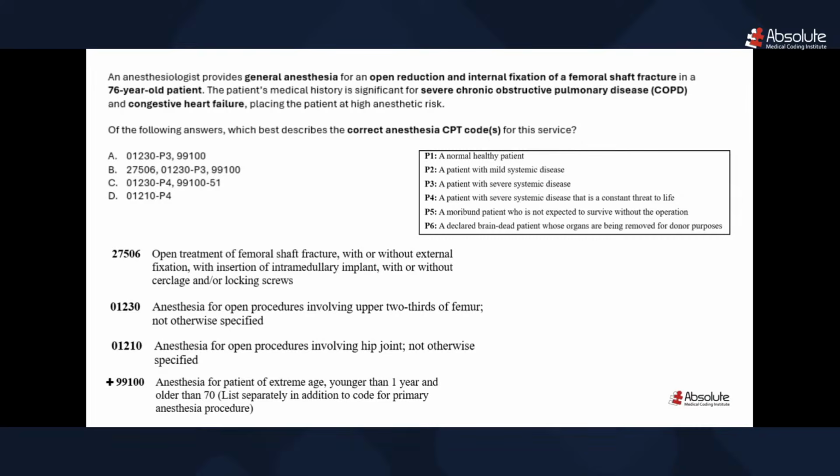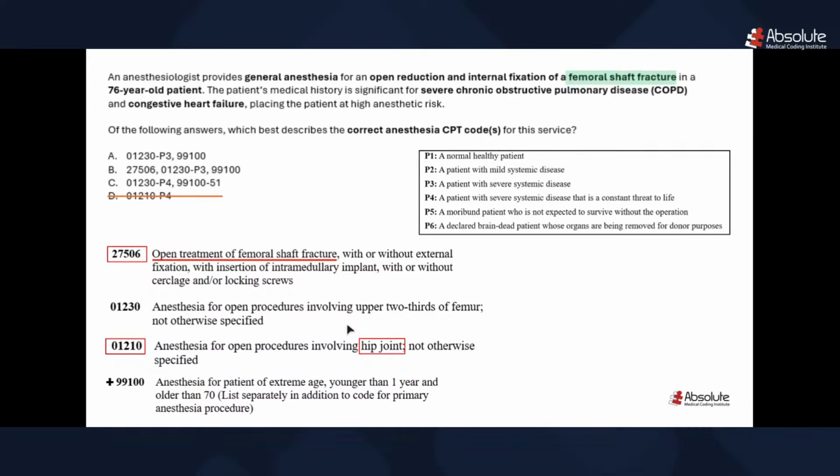Okay, so let's look into the code options we have. Option D is coding for 01210, that is for anesthesia for open procedures involving the hip joint, not otherwise specified. So we are not looking at a procedure performed at the hip joint. We are looking at anesthesia given for a femoral shaft fracture treatment, right? So this is an incorrect procedure. Option D is wrong.